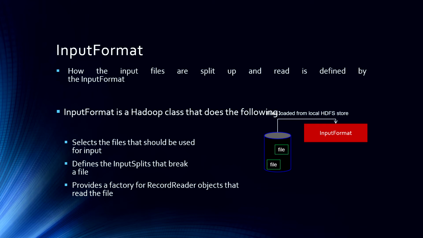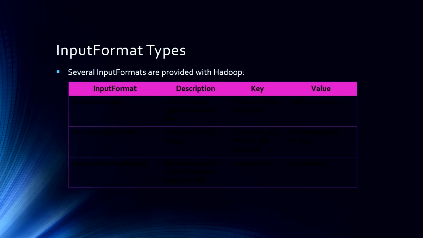What it does is it selects the files that should be used for input and then defines the input split that breaks the file. Essentially, it provides a factory for record reader objects that read the file.